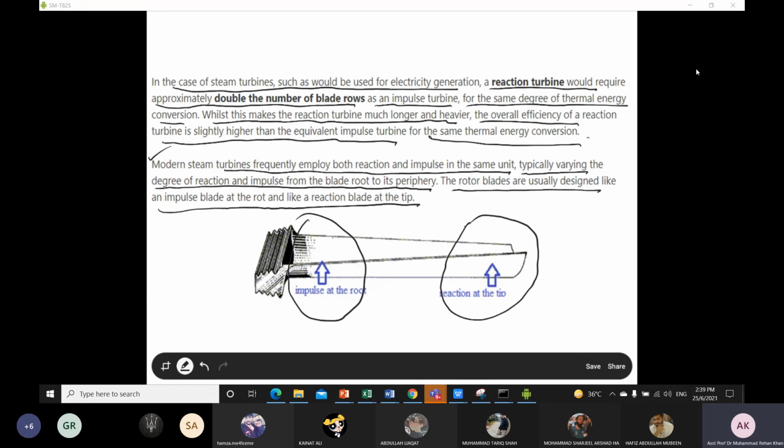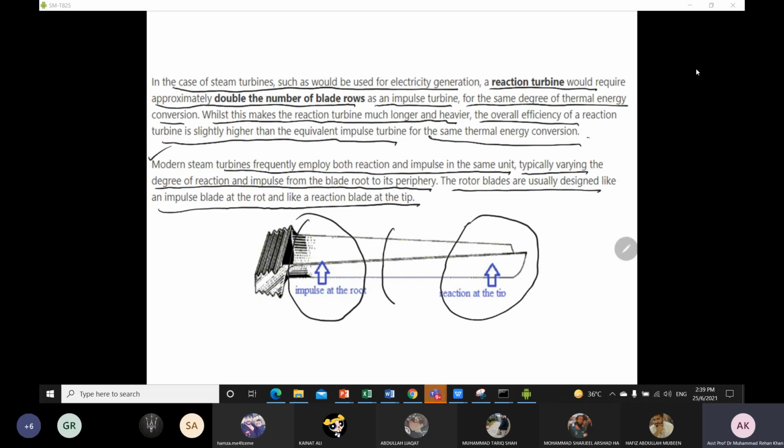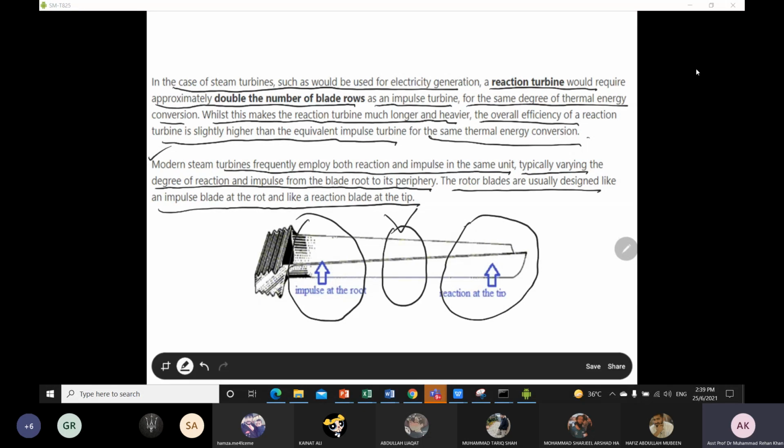In order to get higher efficiency, we have to use this arrangement. There is no hard and fast rule that you must use impulse at the root and reaction at the tip. For example, if I am doing research and I figure out that this arrangement is not giving the maximum efficiency, and if I replace this middle section with a V type of blade, I will get a more efficient blade configuration. So I can easily do it.